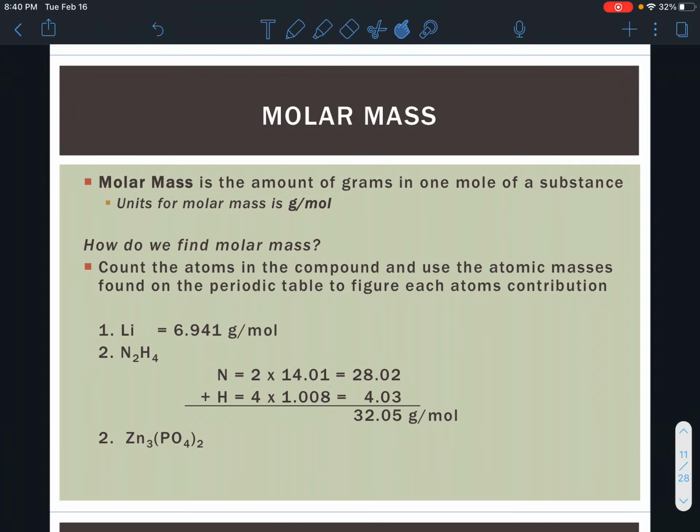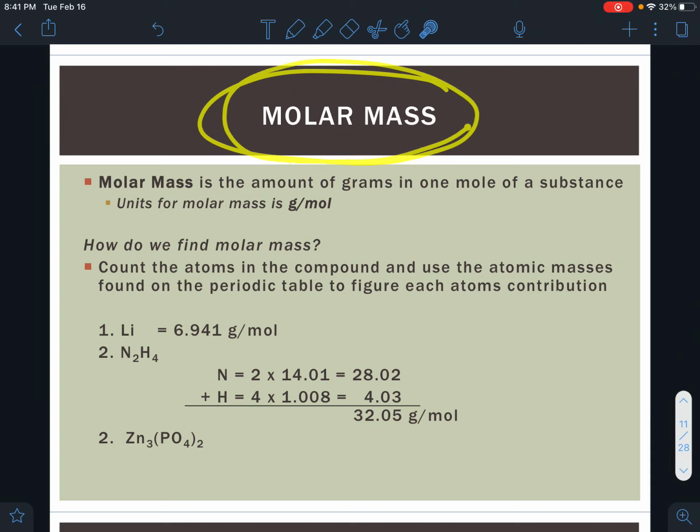Hi everybody. In this unit, I will be talking about what molar mass is and how to calculate it. You will need your periodic table along with a calculator for this lesson. Feel free to pause as you need.